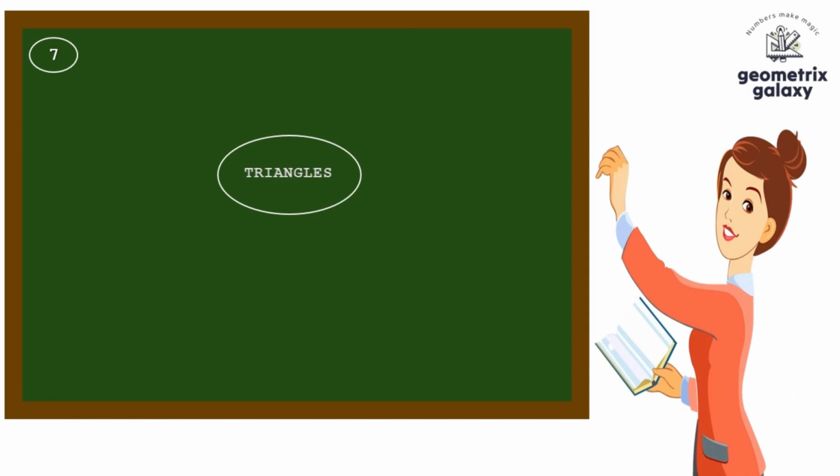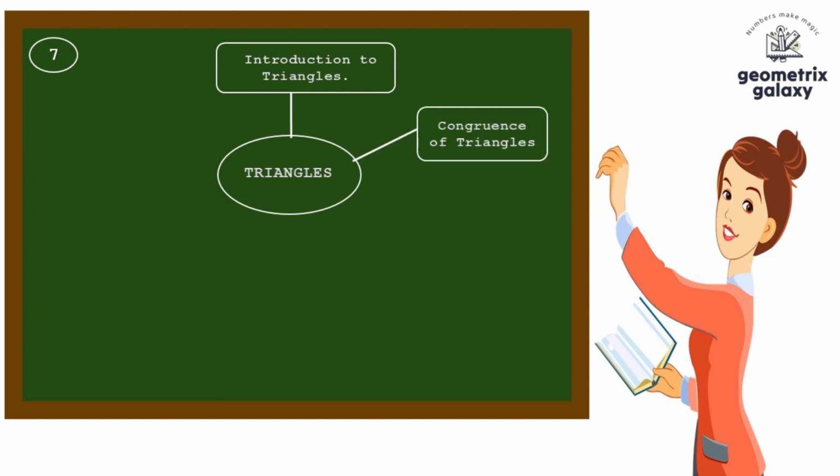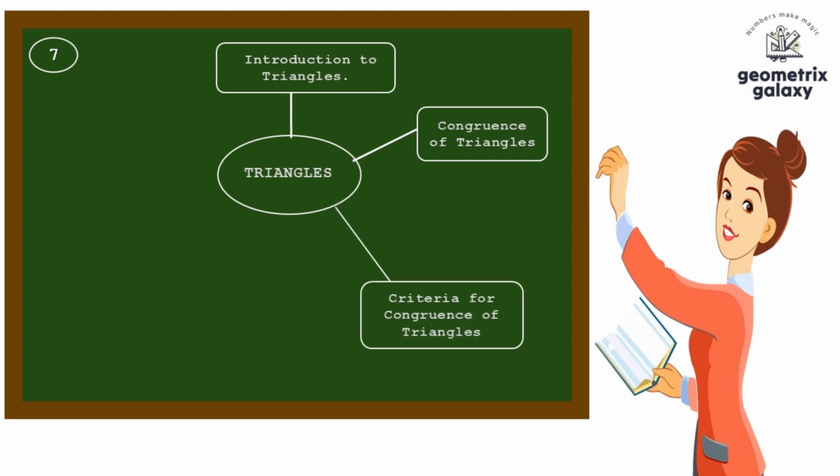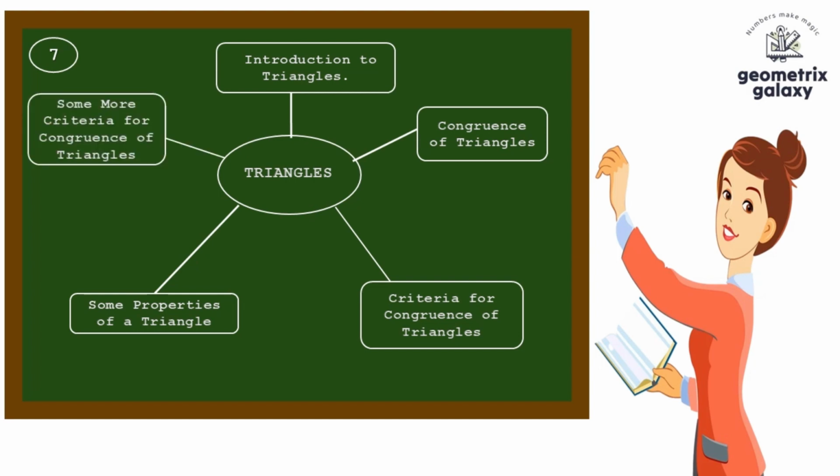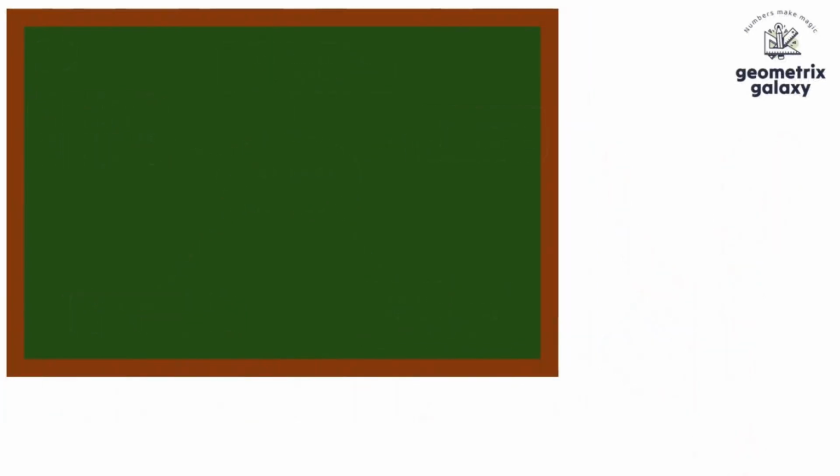Our seventh chapter is triangles. In this chapter, first we will study what congruent shapes mean. Next, how can we say that two triangles are congruent? What are the criteria used to prove that two triangles are congruent? The criteria are as follows: SAS, ASA, AAS, SSS and RHS. Each criterion and its applications will be studied in detail.